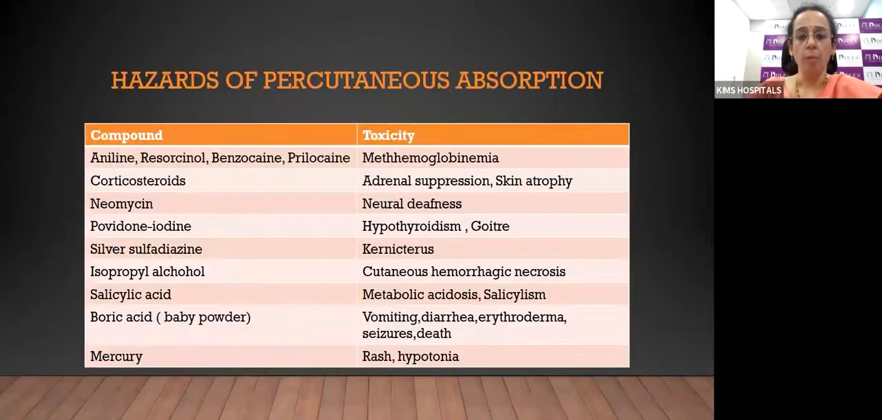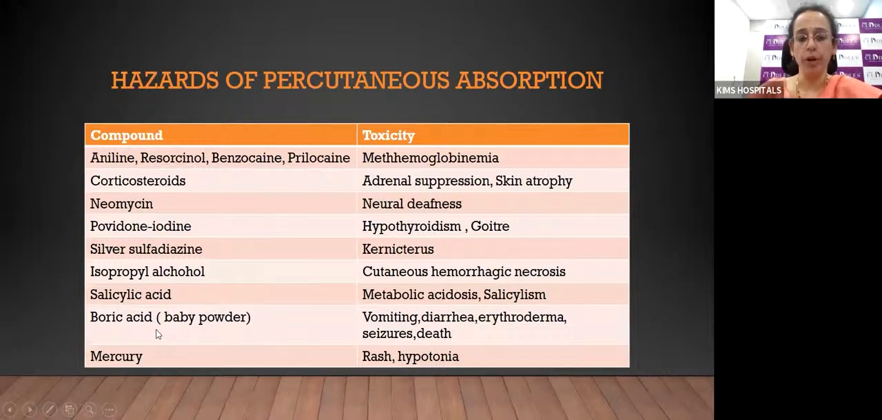So these are some of the compounds with potential for percutaneous absorption, and we will see them one by one. We know some of the things like benzocaine and prilocaine. If absorbed systemically, they tend to cause methemoglobinemia. Corticosteroid excess can cause adrenal suppression and skin atrophy. Neomycin can cause neural deafness. Povidone iodine can cause hypothyroidism and goiter. Silver sulfadiazine can cause kernicterus. Isopropyl alcohol can cause cutaneous hemorrhagic necrosis. Salicylic acid is prone to cause metabolic acidosis and salicylism.